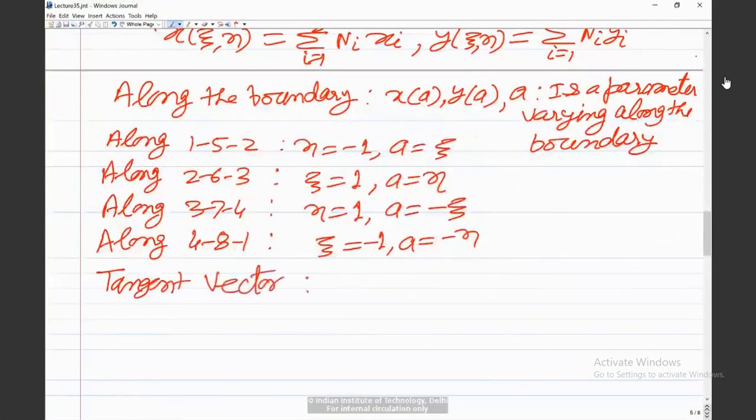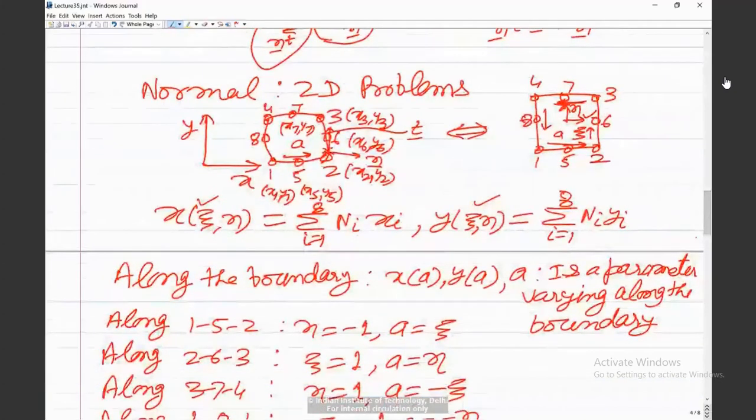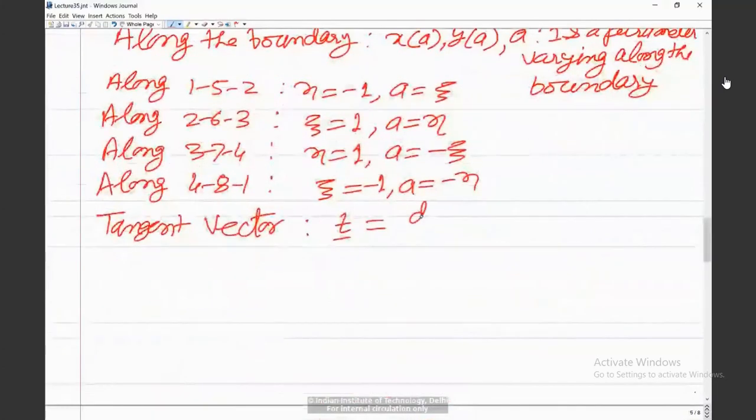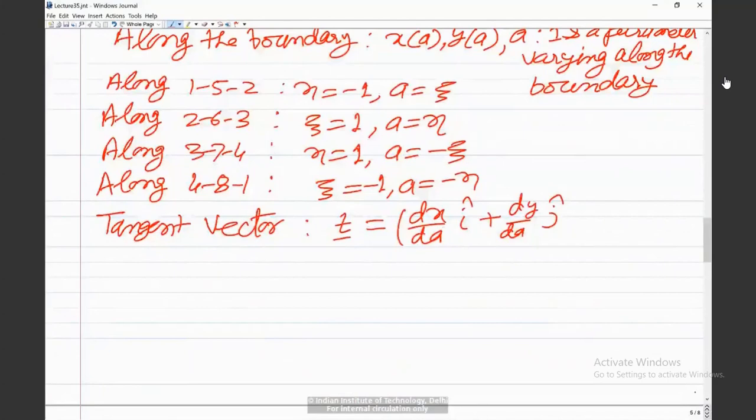Tangent vector at any point, at any value of parameter a. Let us denote the vector by one underscore, and a second order tensor or a matrix by two underscores below it. Now t will be equal to, say the unit vectors along x and y are i cap and j cap. So when you are finding the tangent vector, this would be dx upon dA i cap plus dy upon dA j cap. And this should be a unit vector, so we divide by the magnitude of the vector. The magnitude is the square root of dx upon dA whole square plus dy upon dA whole square.